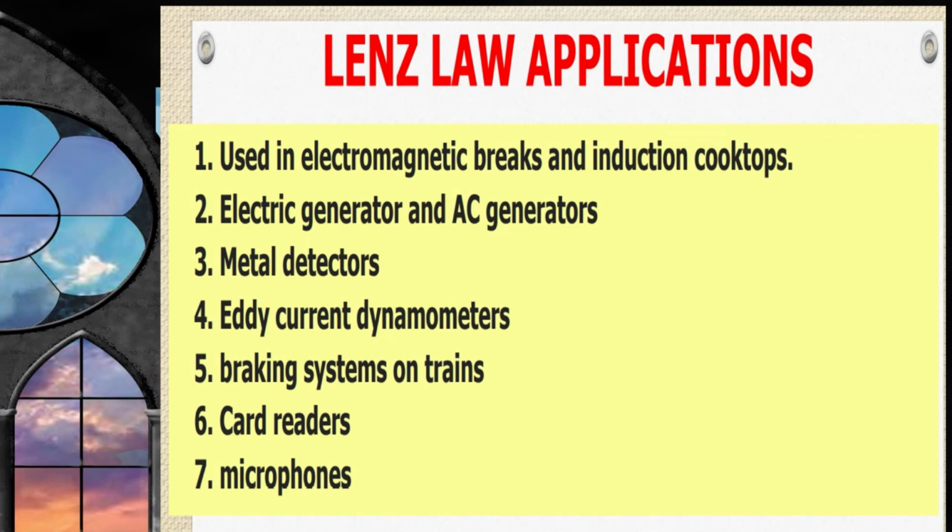And here are some of the Lenz law applications. We use electromagnetic brakes and induction cooktops. We have the electric generator and the alternating current generators, the metal detectors commonly used in airports and some malls, the eddy current dynamometers which are used to measure the current, the braking systems on trains, the card readers that we use in our memory cards, and also the microphones that we have at home.